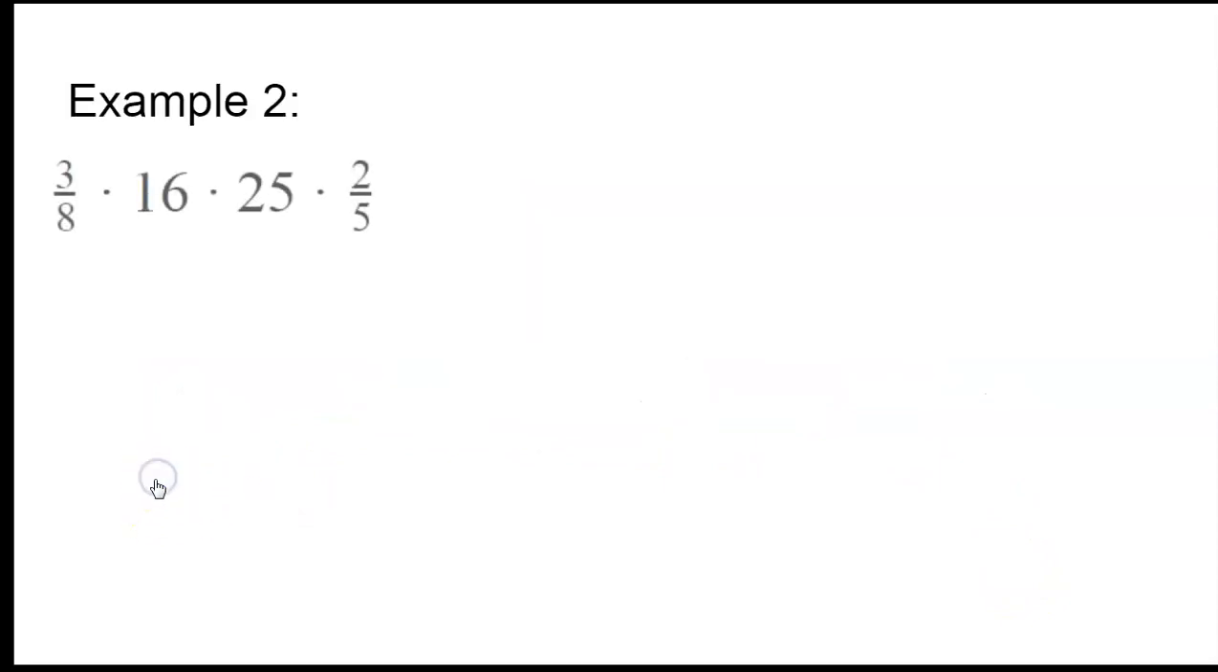So in this example, I have 3/8 times 16 times 25 times 2/5. Oh my heavens, this looks like something you saw in your pretest. It kind of is like the thing you saw in your pretest. Well, let's go through it. It's not that difficult. First, I'm going to write everything as a fraction. So I have 3 over 8 times 16 over 1 times 25 over 1 times 2 over 5.